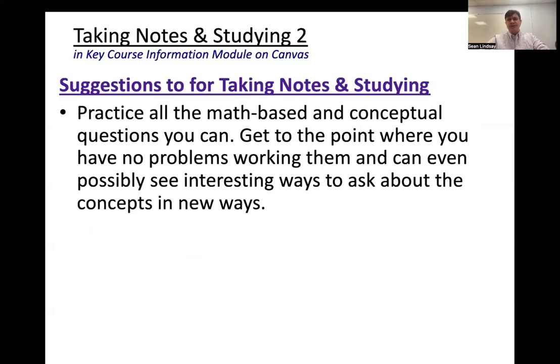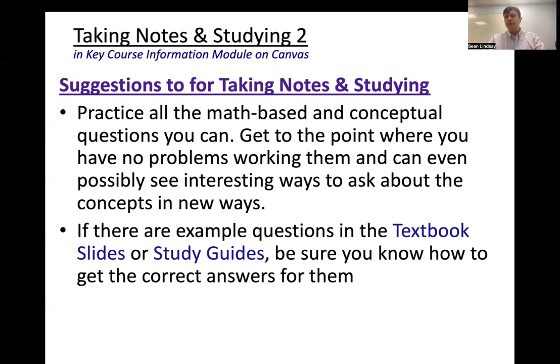I also suggest that as you go through the notes, I have plenty of examples in the notes. So particularly with the math-based and conceptual questions, practice them. So go over the examples that I give over and over and over again, maybe change the numbers a little bit, practice them to the point where you have no problem working them, you feel comfortable with them, and you'll know that you have really started to get them if you can start thinking about interesting ways that you could change the question to ask about the concept in new ways.